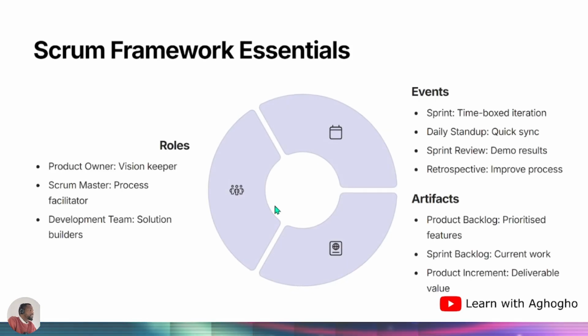Scrum framework essentials. We'll be looking at the roles, events, and artifacts. For the roles, we've got the product owner, who is the vision keeper. The product owner has the vision because he's the one that tends to liaise more with the stakeholders, so he or she knows what is required of the team to execute. The scrum master is the process facilitator, the one that encourages the team to adhere to the scrum way of doing things.